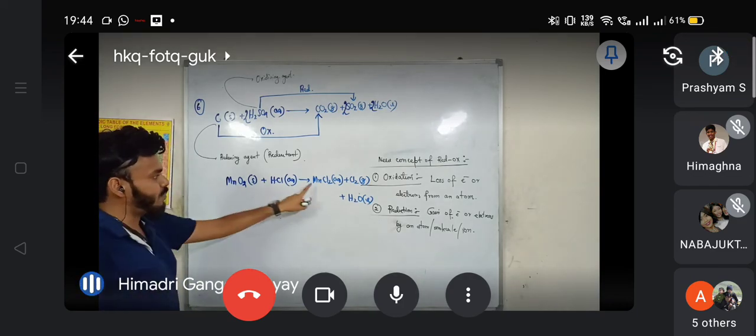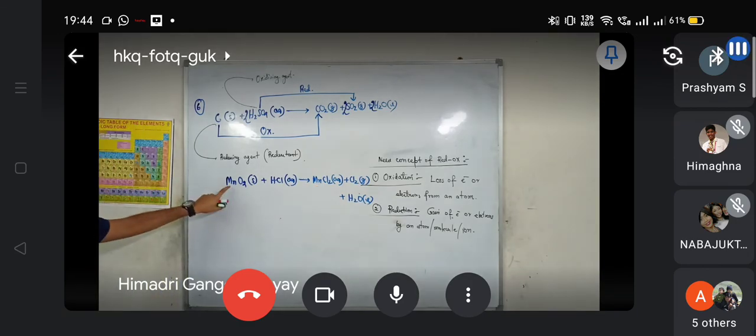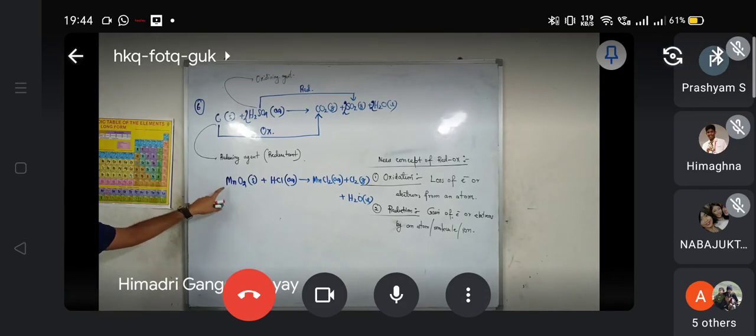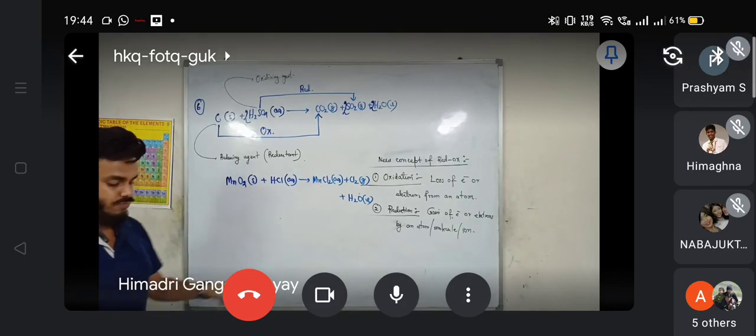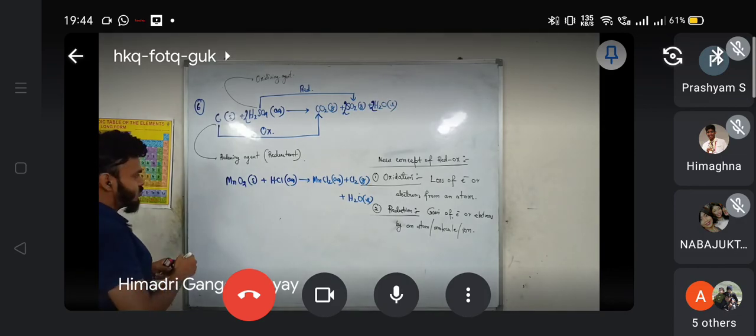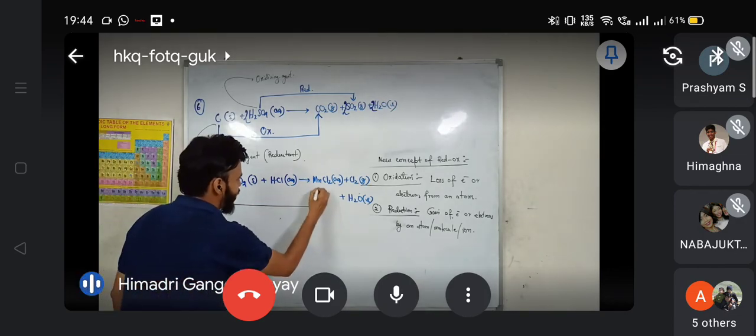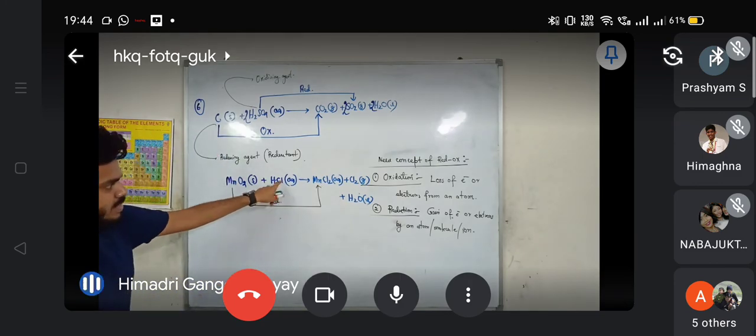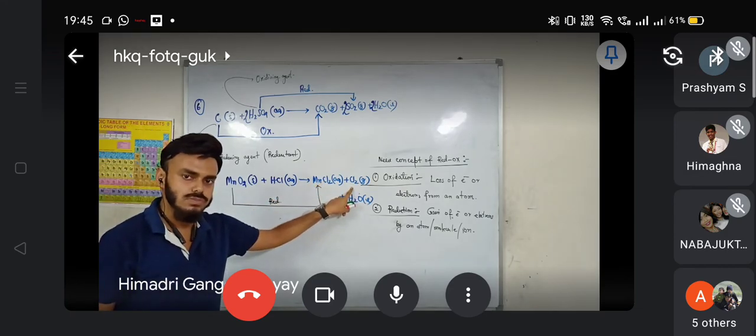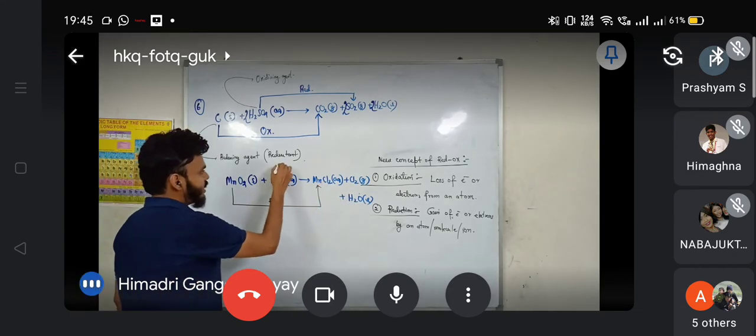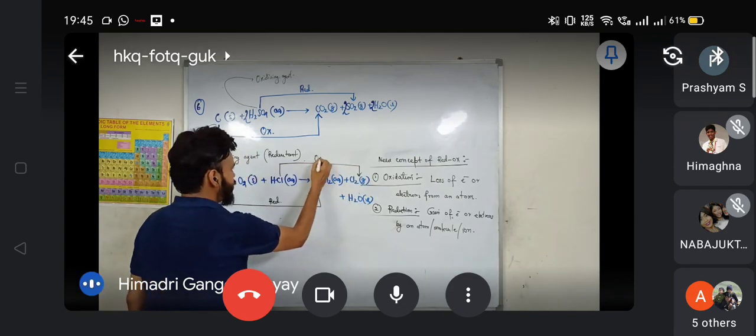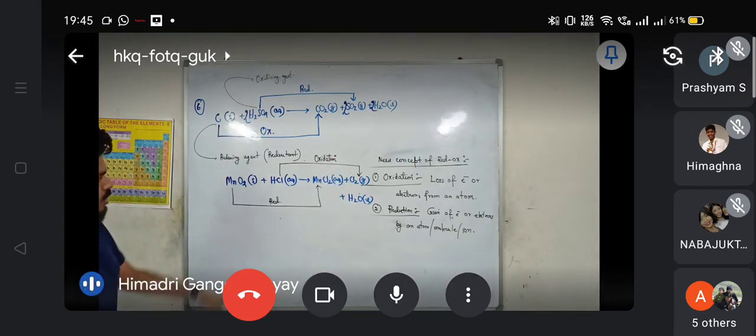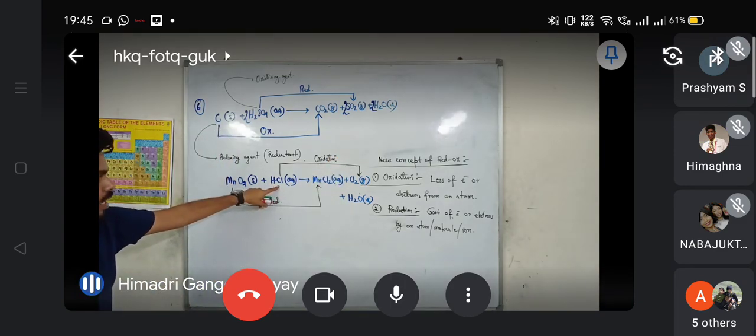What is happening here to manganese, Mn? From here to here, yes, what is happening here? Oxidation and reduction. Very good answer. So from MnO2 to MnCl2 there will be the process of reduction, and from HCl to chlorine, oxidation. From HCl to chlorine there will be oxidation.